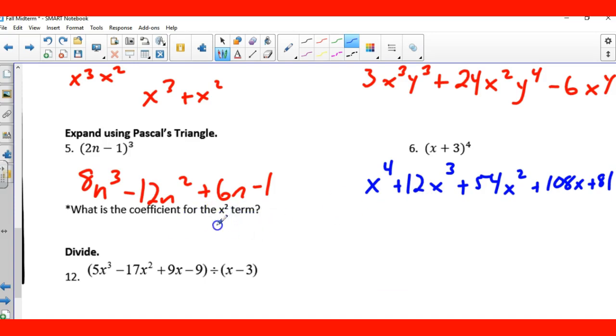The coefficient for x squared is 1. Oh, right here. This x squared or this x squared. I don't know. But anyway, I'm going to continue.